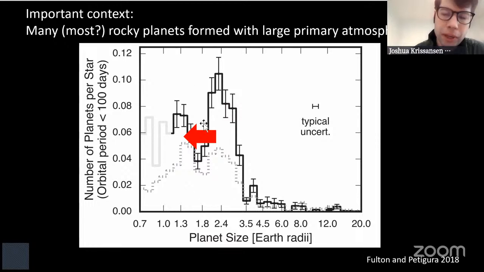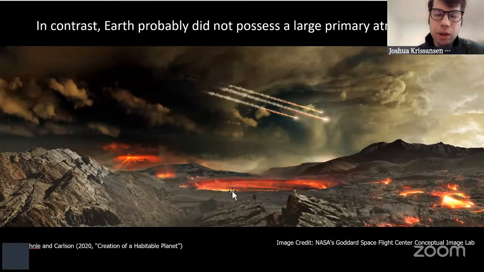So the implication of this being that many of the now rocky planets that are out there began their evolution with a substantial hydrogen-helium envelope. And this is quite different, we think, to Earth's evolution. Earth did not seemingly possess a long-lived large primary atmosphere, and there are various lines of evidence for this that I won't get into now. But accepting that this is true, it raises an interesting question.